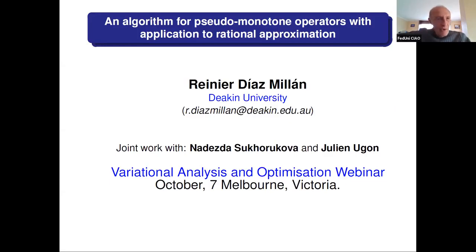So Reinier is going to talk about optimization. He's presenting some new algorithm related to rational approximation. Although I guess this is just an illustration for his algorithm. So please, Reinier, the floor is yours.